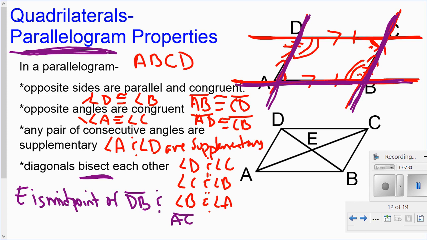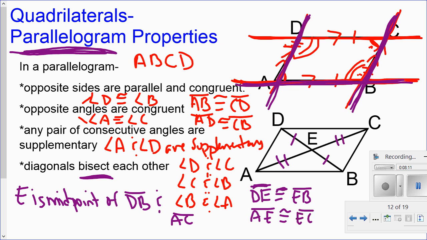If it's the midpoint, we know that it goes right through the middle and divides the segments into two congruent segments, which means that segment DE and segment EB are congruent. So DE is congruent to segment EB, and segment AE is congruent to segment EC. We know that because this is a parallelogram, and in parallelograms the diagonals bisect each other.